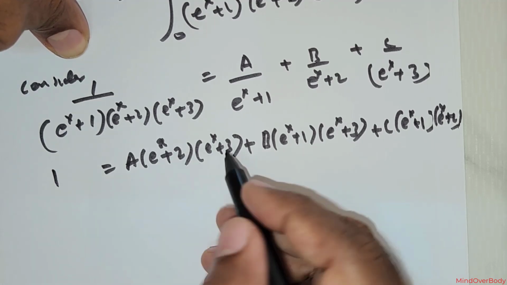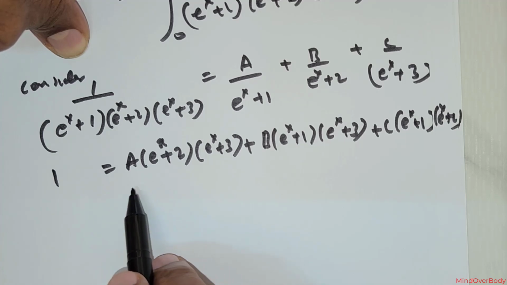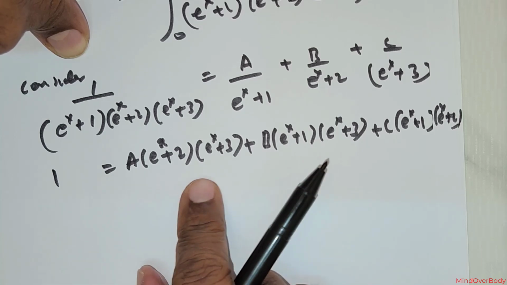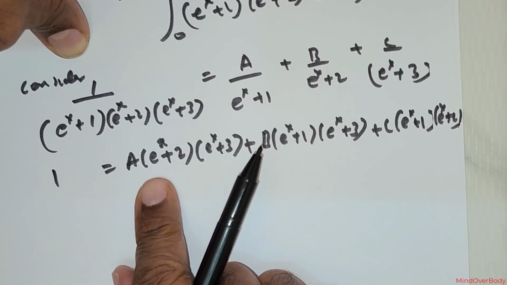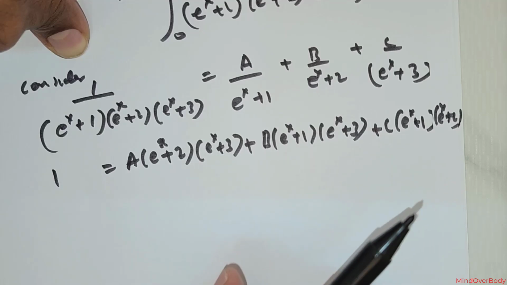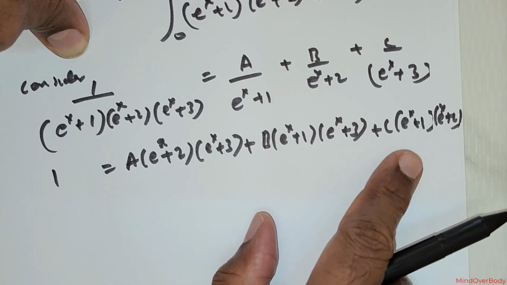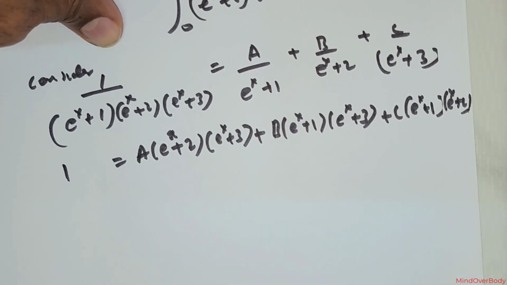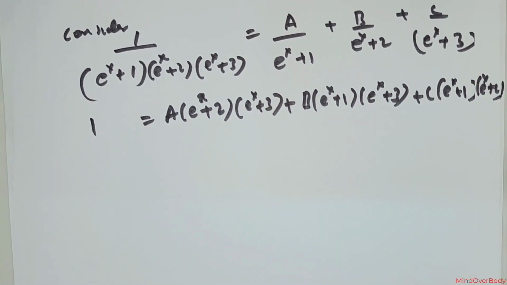Now I will have to find the values of a, b and c. For that you can either distribute it, or you can make one of the terms equal to 0. You can make this equal to 0 and this equal to 0 and this equal to 0, taking one at a time, and you can simplify it. So let's do that. This is what we have got so far, and we proceed.